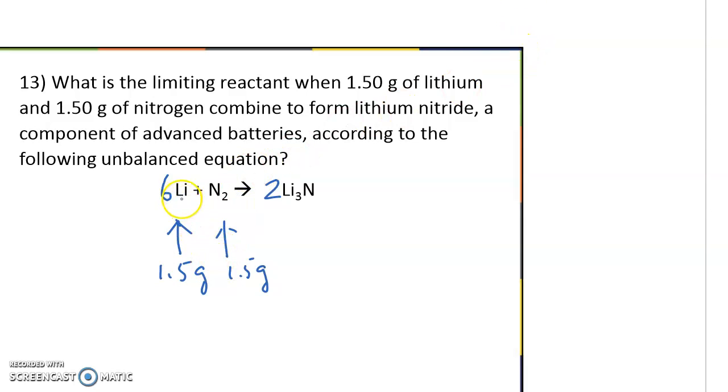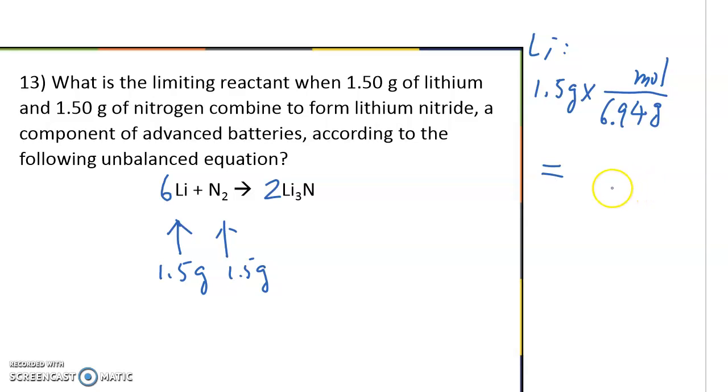How many moles of lithium if I have 1.5 grams? It will be 1.5 gram multiplied by 1 mole over some grams. So for lithium, when I look at the periodic table, I found that it is 6.94 grams per mole. If I do that, I have 1.5 divided by 6.94. I have 0.216 mole.